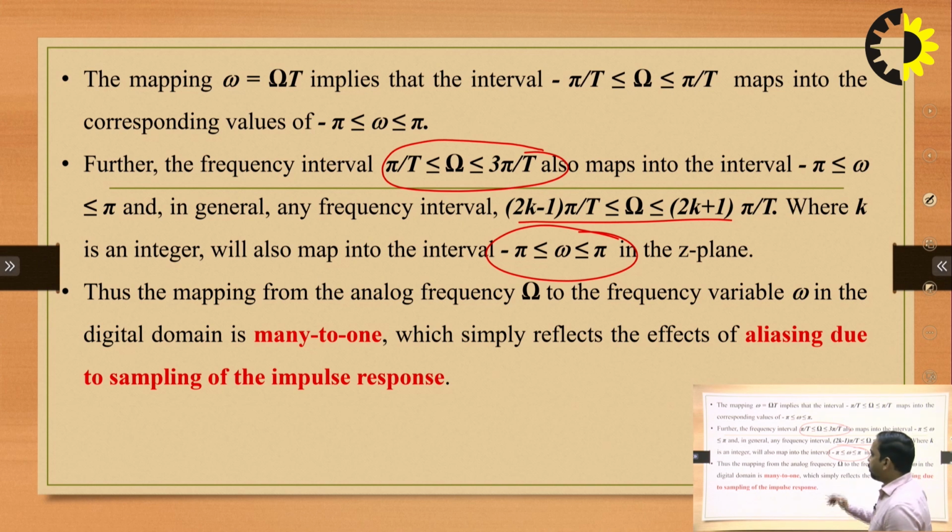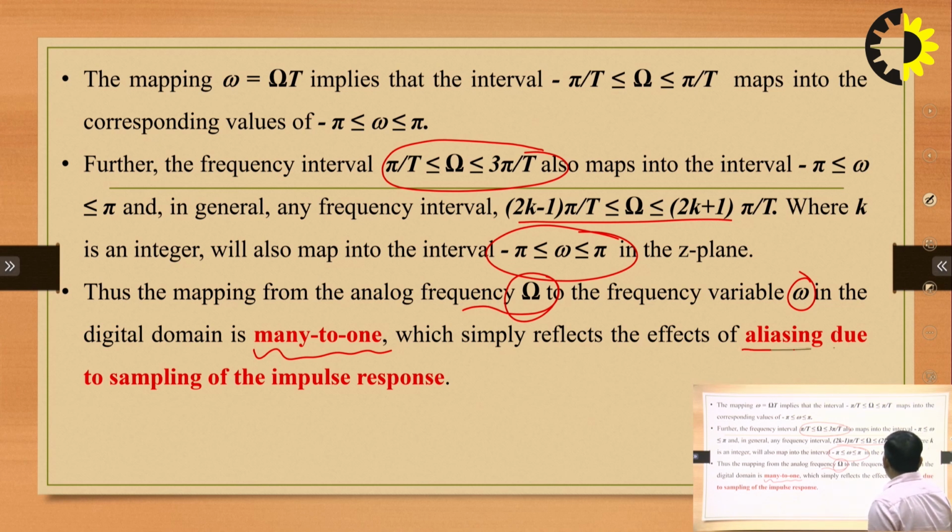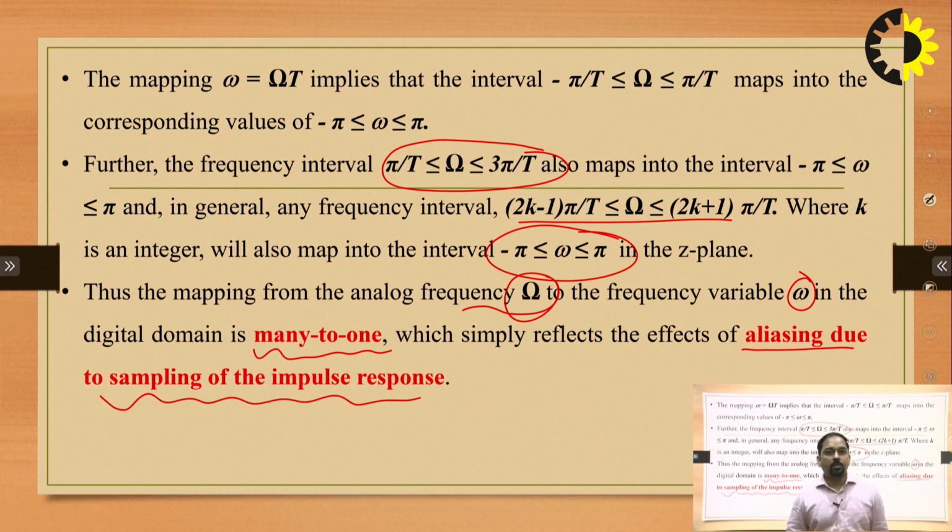Thus, the mapping from the analog frequency omega to the frequency variable omega in the digital domain is many to 1. This kind of mapping is many to 1, which simply reflects the aliasing due to the sampling of the impulse response. We are already aware in sampling when the aliasing occurs. Aliasing occurs when we are performing undersampling. If we are doing the undersampling, then definitely there is an aliasing effect.